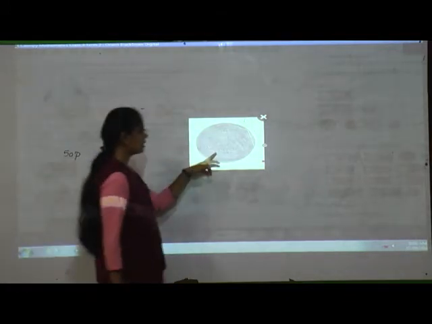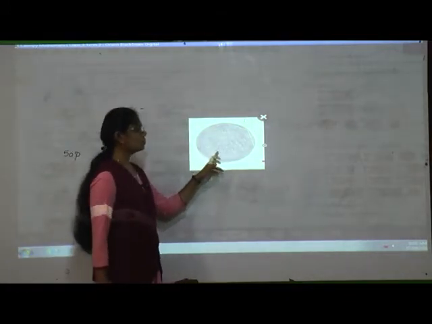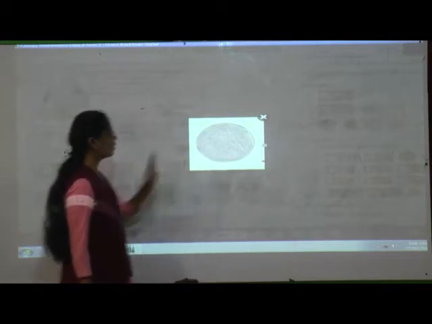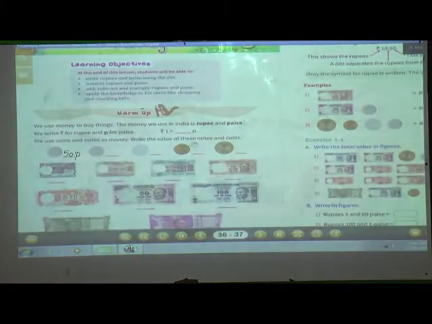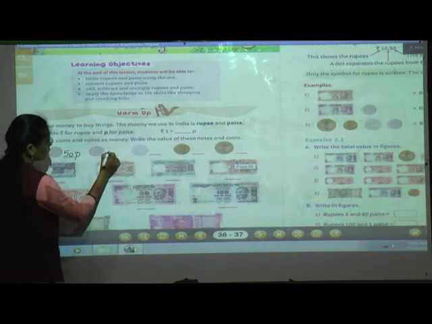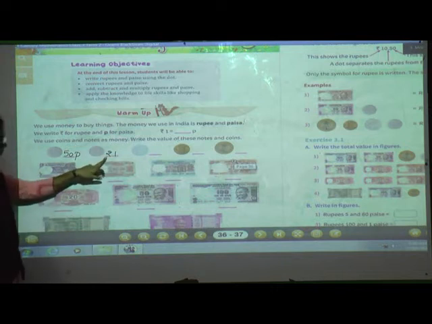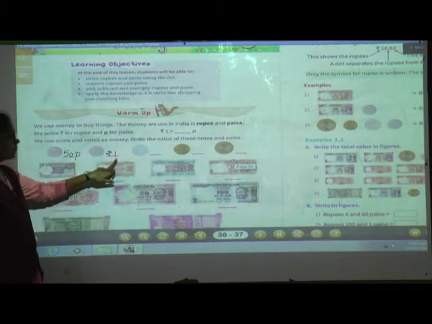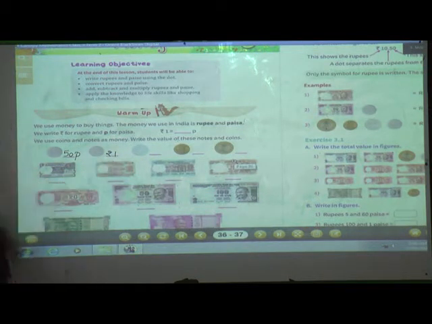Next, see the next coin. Yes, what is it? On the coin you can see the number 1 and below that it is written rupee. So it is a coin of 1 rupee. One thing you have to keep in your mind, that is 1 rupee is equal to 100 paisa. So here write 1 rupee. How will you write 1 rupee? See, this is the symbol of rupee. Okay, rupees 1.